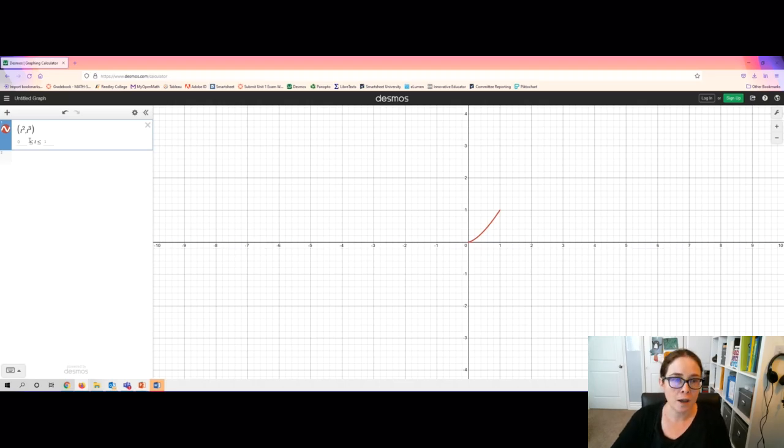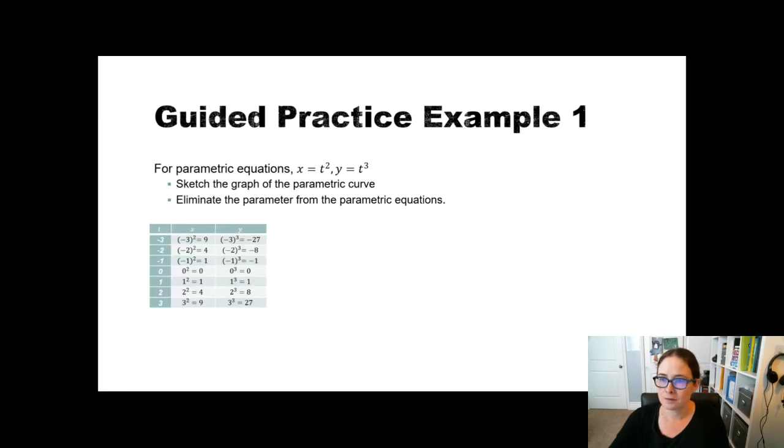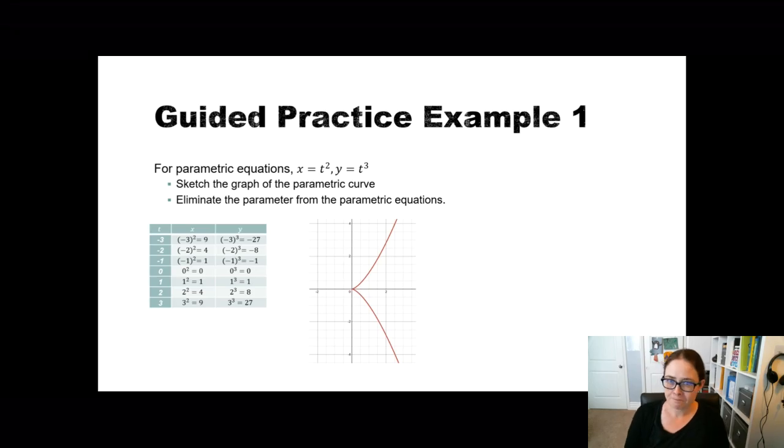And it's giving me this automatic interval from 0 to 1. Let's say I wanted to do -3 to 3, like we had on our table, and I can get a better picture of this curve. And so there's my parametric equation. So it's a little weird to get used to, but that is how you would type in the functions of a parameterized curve. Okay, so there's my little sketch of what this looks like if I were to plot those points.